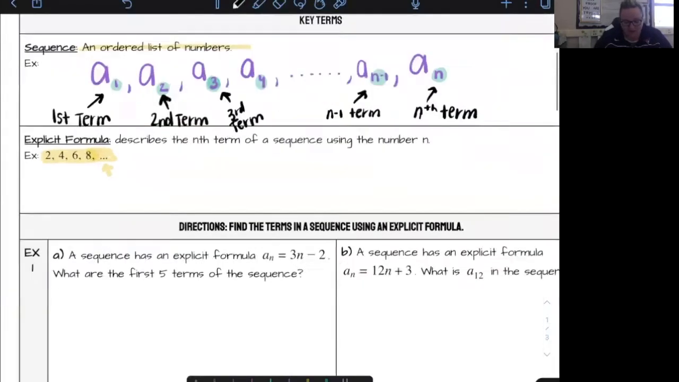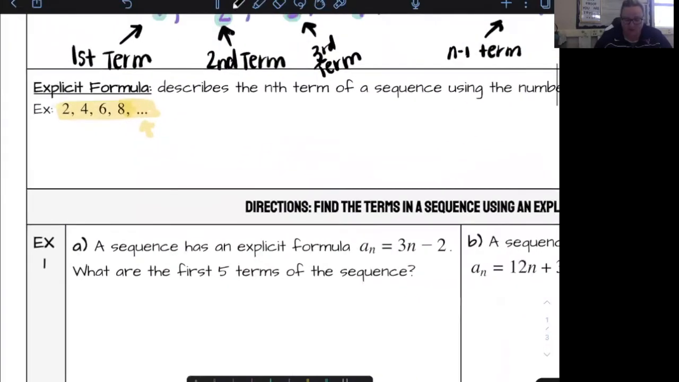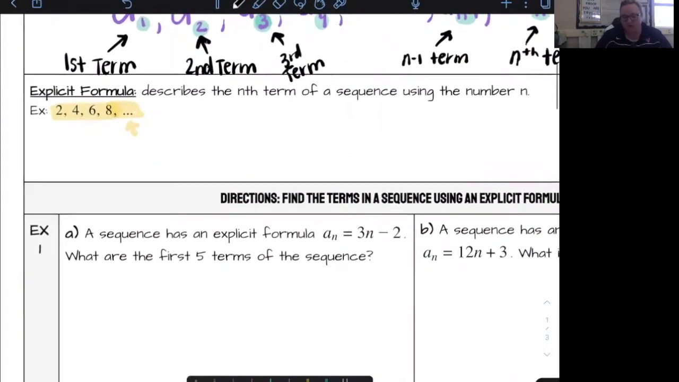All right, now we need to talk about an explicit formula. So an explicit formula describes, I'm going to wait for those bells just a second. So an explicit formula describes the nth term of a sequence using the number n. So for example, we could have a sequence of 2, 4, 6, 8.